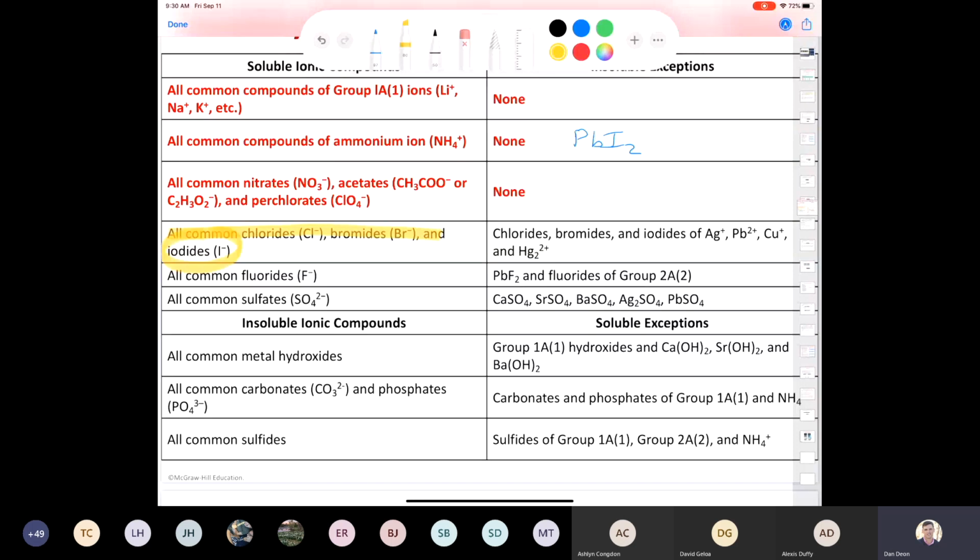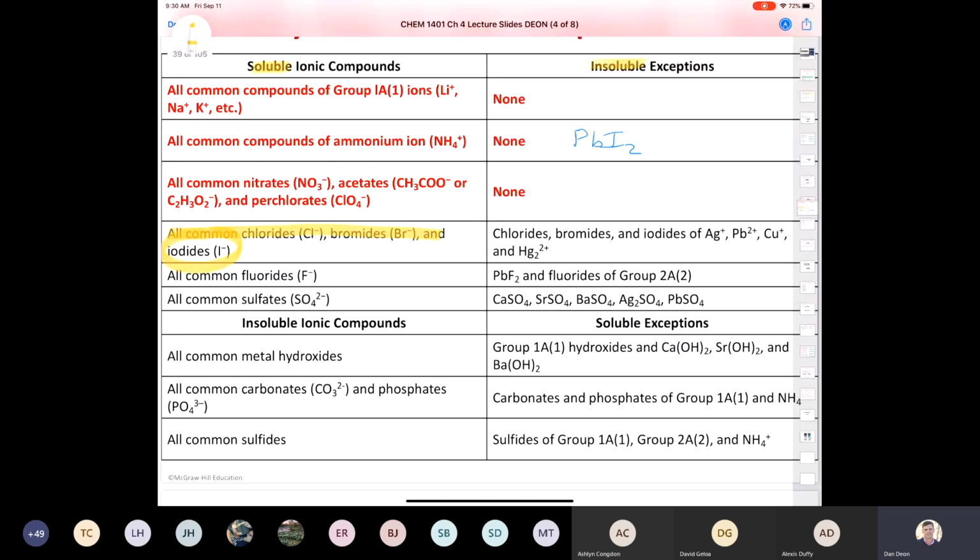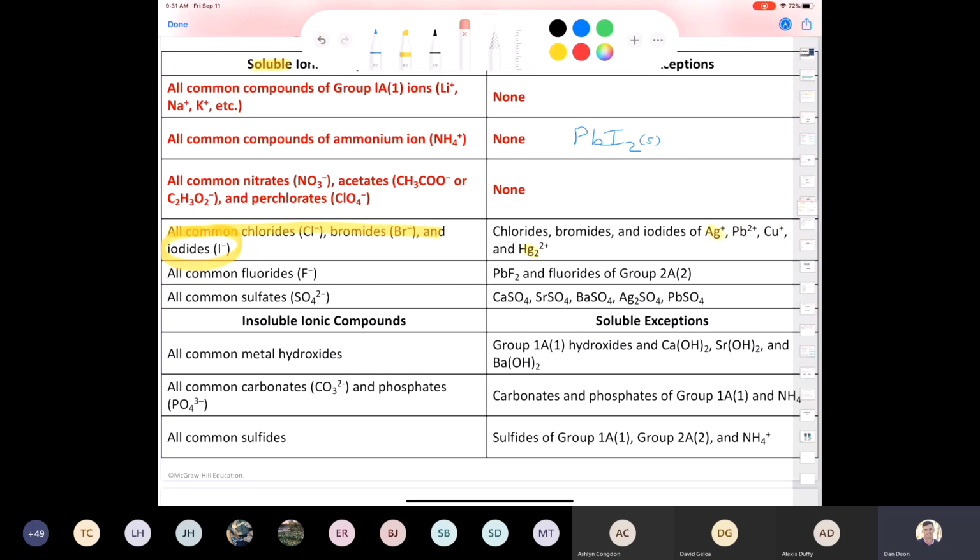Well, hold on. We have to go over to the exceptions because on the right-hand side, we have insoluble exceptions. And it says that if you have a silver, a lead, a copper, or a mercury salt of an iodide, it's going to be insoluble. And look at this. We have lead 2+, and that's what's found in this compound. And that's how we know that lead 2 iodide is a solid. Okay, so that's basically the crux of how we use the table. And again, we'll use it a couple other times today. So I'm going to erase this spinach.